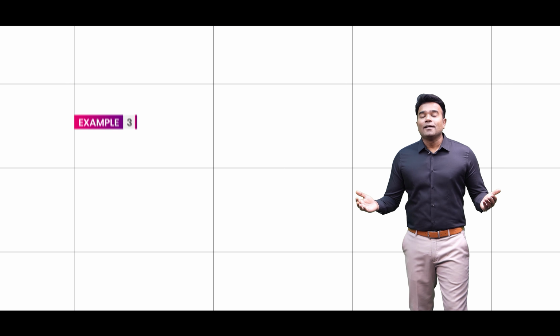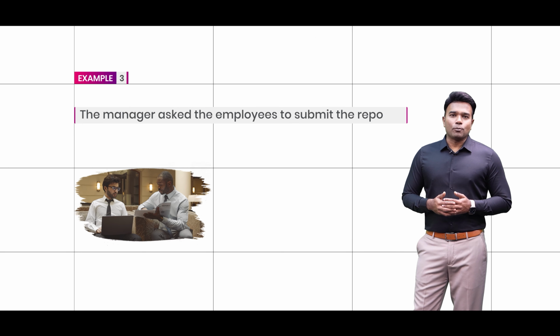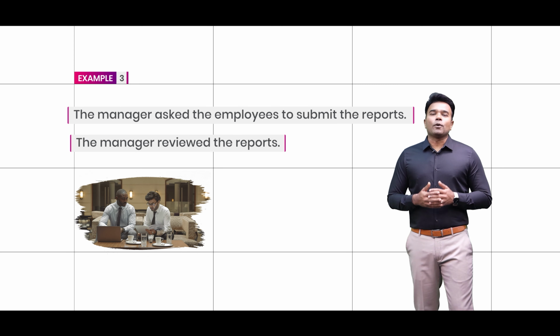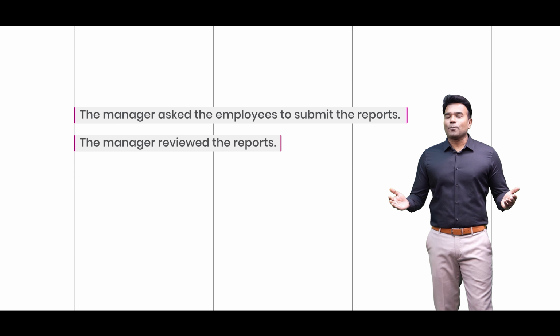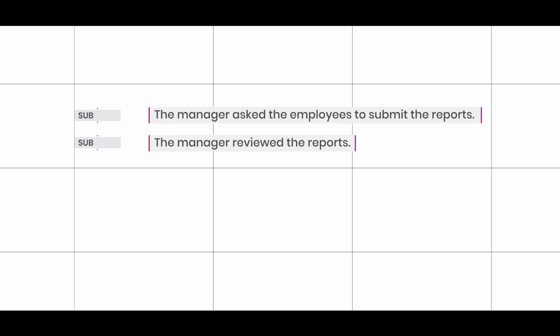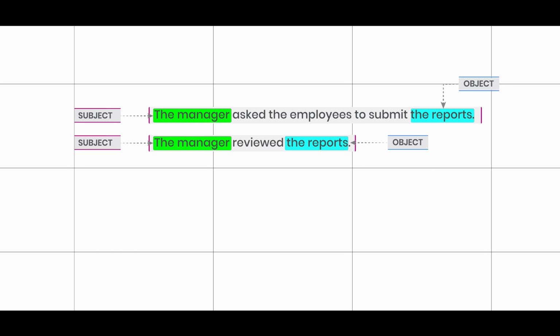Have a look at these sentences. The manager asked the employees to submit the reports. The manager reviewed the reports. Well, both of these sentences happen to be valid English sentences, but then they look awkward because the subject, that is the manager, is repeating in both of the sentences, and also the object, that is the reports, is also repeating in both of the sentences, and it is this repetition that is making the sentences look awkward.